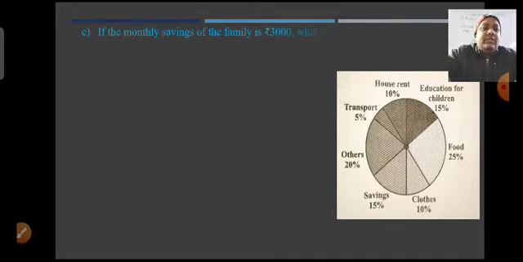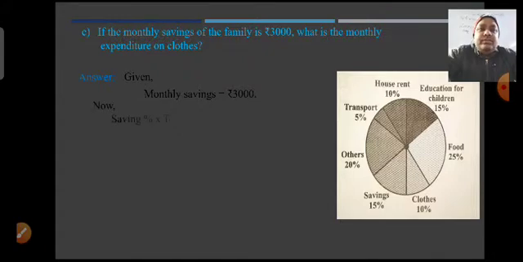Now let's see some more questions. If the monthly savings of the family is rupees 3000, what is the monthly expenditure on clothes? It means 15% of the total income will be equal to 3000. Given that monthly savings is rupees 3000, the formula is saving percent into total income is equal to monthly saving.